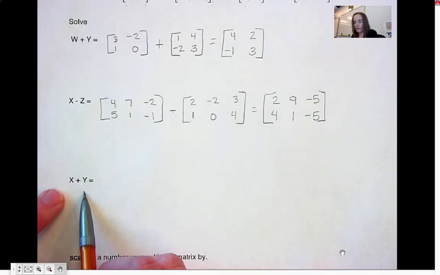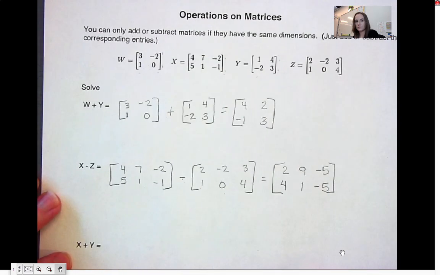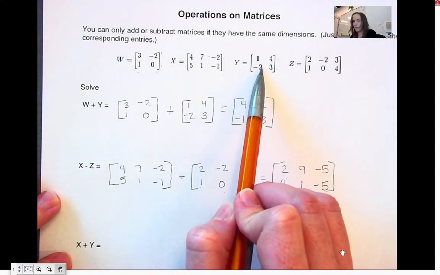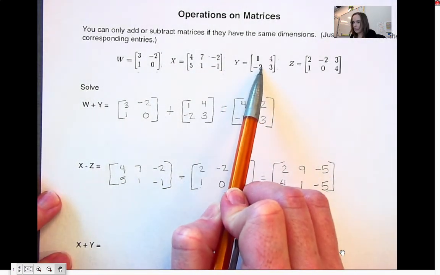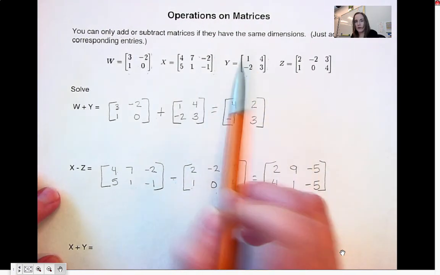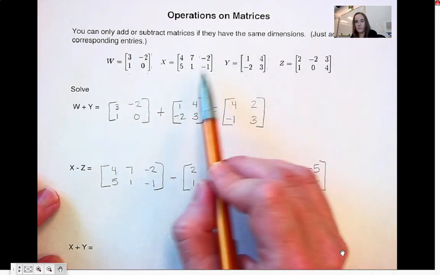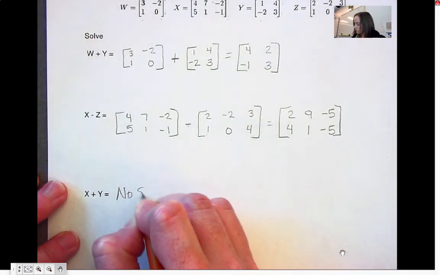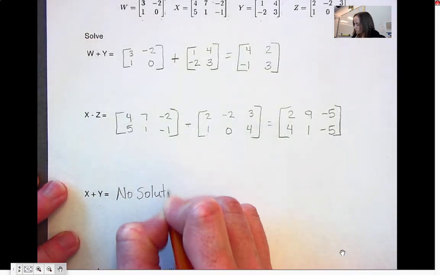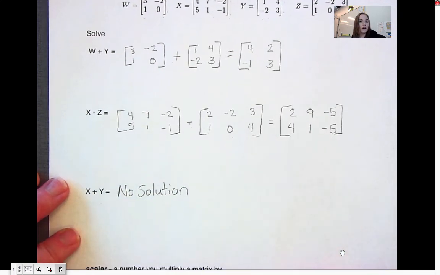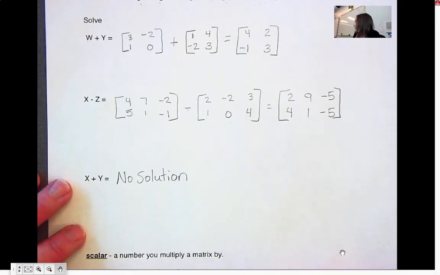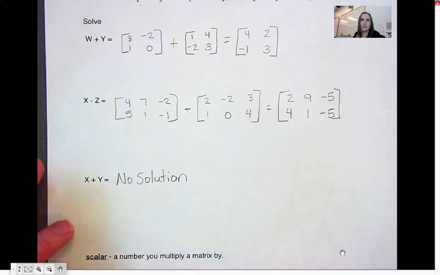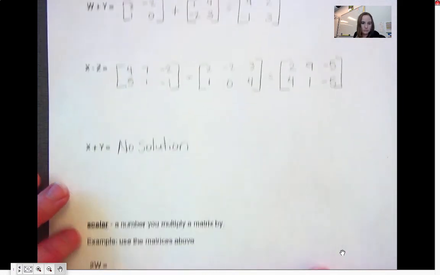Now, X plus Y. We cannot add them together because they do not have the same dimensions. So we'll say no solution. You could say undefined. You could say that the dimensions are not the same. Anything like that, dimensions are not the same, so I cannot find a value.